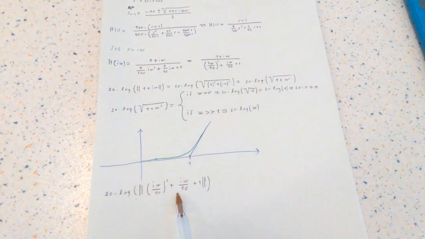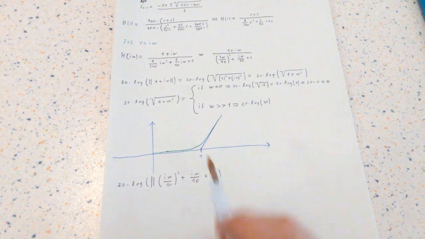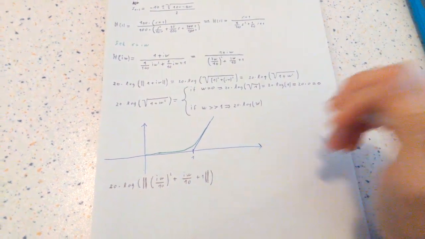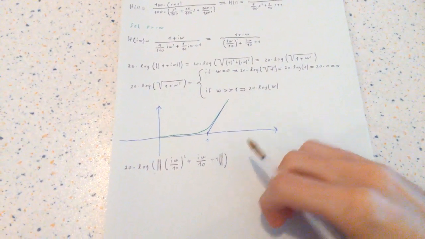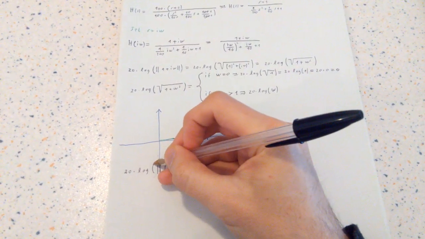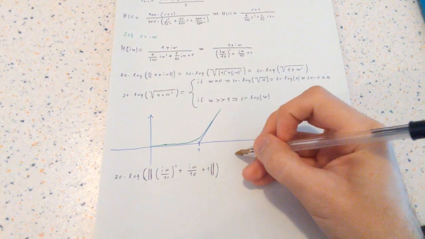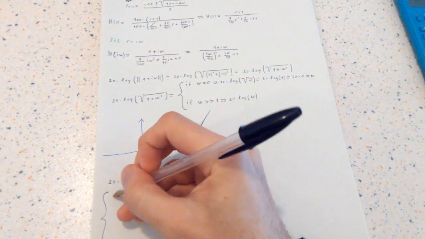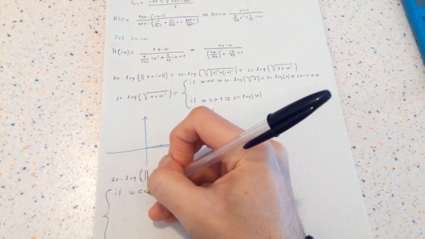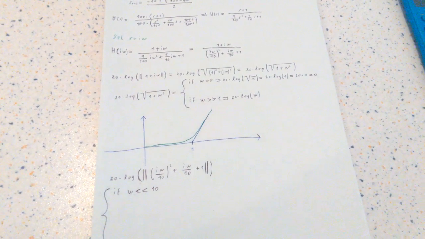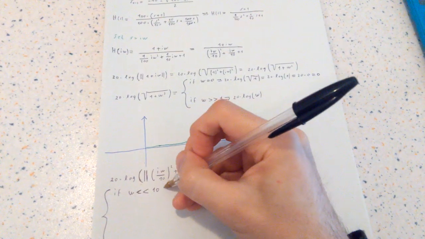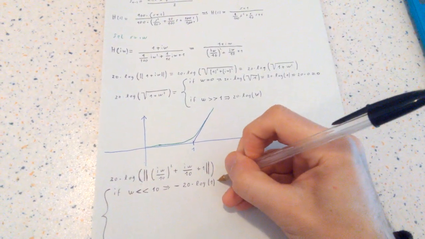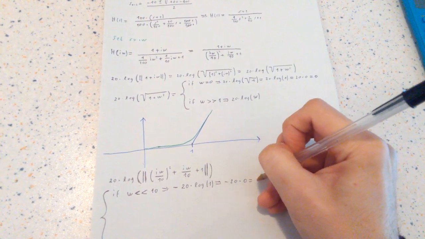Now, we could actually compute this and find the modulus, but that will waste a lot of time, especially if you are in the exam. You can't afford to waste time like this. So we do exactly the same thing as before. If omega is way smaller than 10, something very, very little, then we're going to end up with negative 20 times log of 1, which would be negative 20 times 0, which is 0.